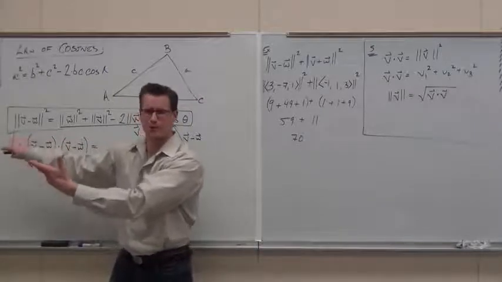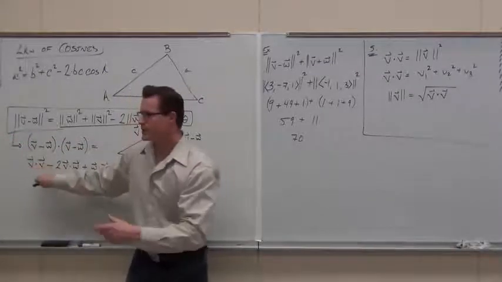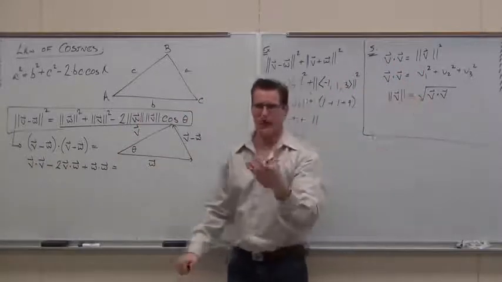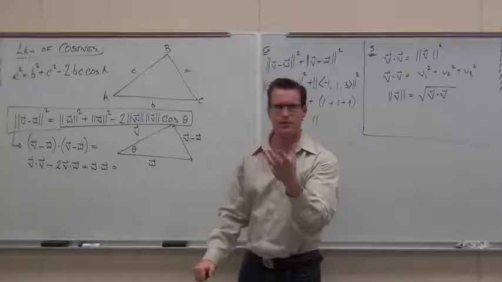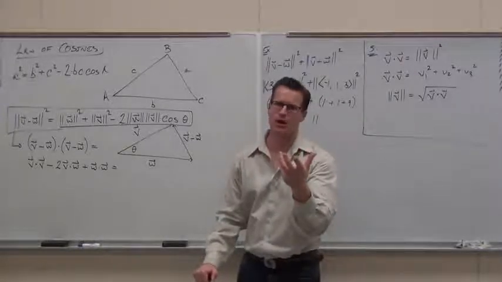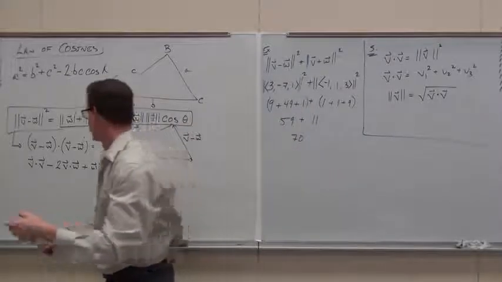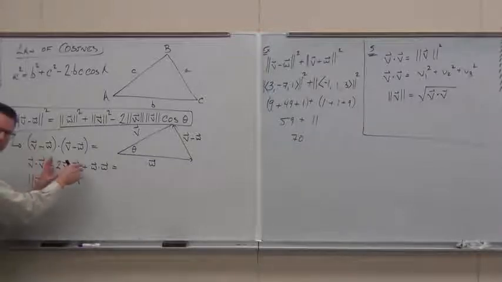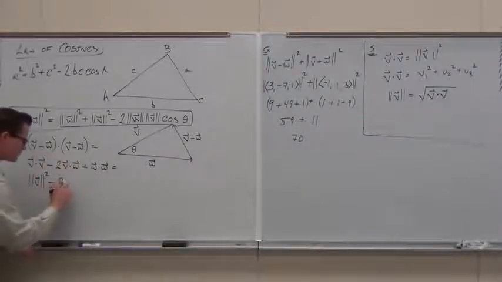We can go backwards. If this is V dot V, V dot V is the magnitude of V squared. Are you paying attention? We're proving something pretty substantial here that we're going to use for a lot of this, at least this chapter. This I want you to hang on to. Keep it right there.